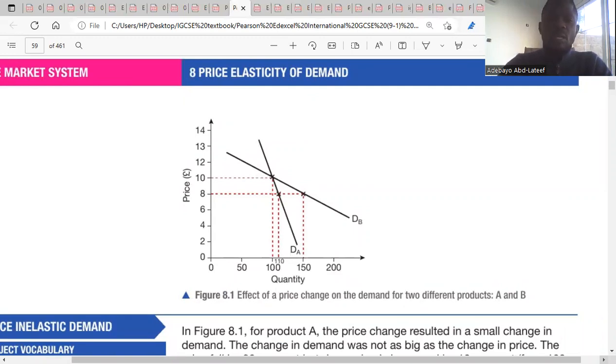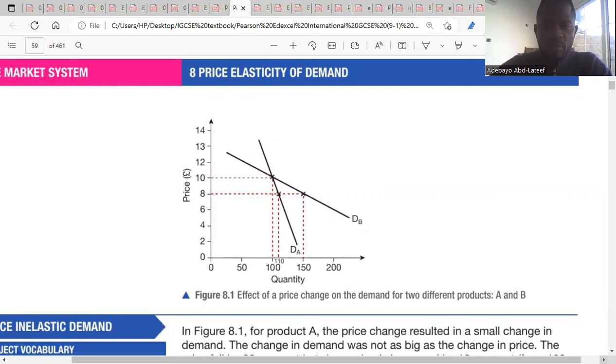This graph is saying that there's a change in price for product A and product B. The price increases from, let's say, 8 to 10. At the price of 8, the quantity demanded was 100 for both product A and product B. But the price increases to 10. The quantity demanded for product A changes, and the quantity demanded for product B also changes. Are you seeing it from the graph?